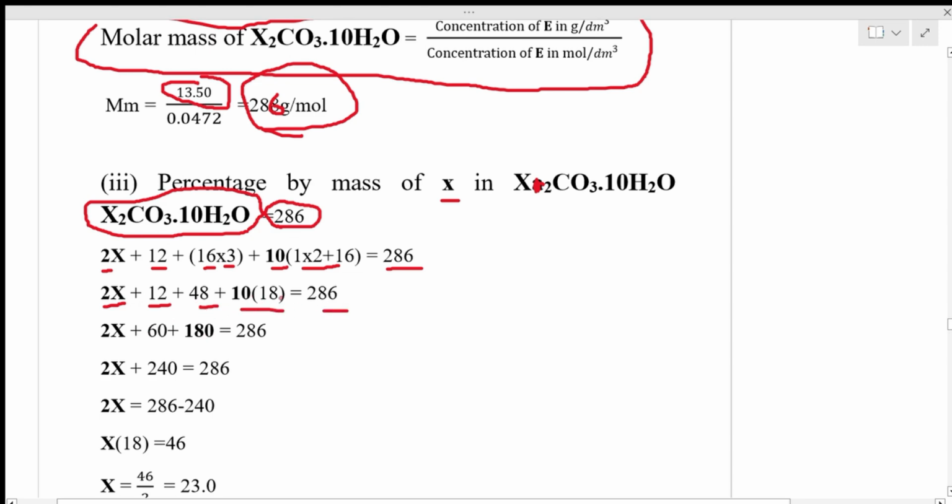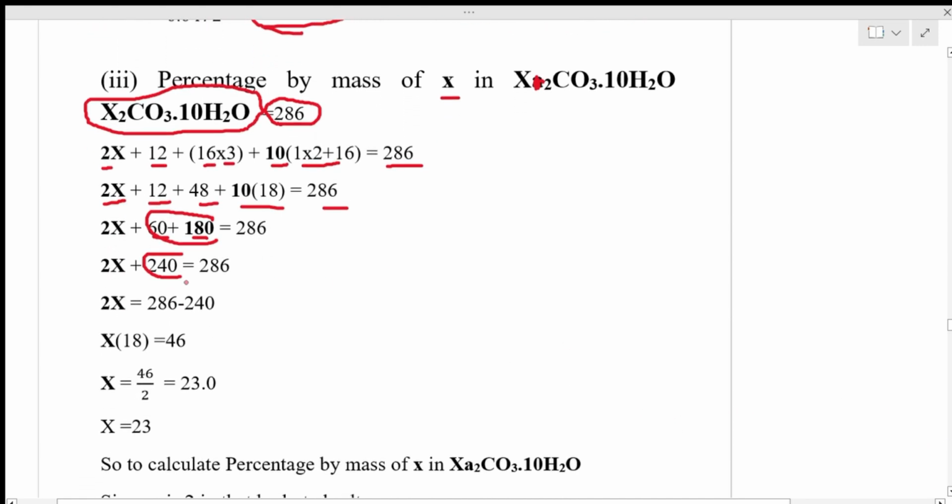10 times 18 is 180. 12 plus 48 is 60. Adding these together, we have 240. Then collect the like terms. We have 286 minus 240, which gives us 46. So 46 is supposed to be 2x.